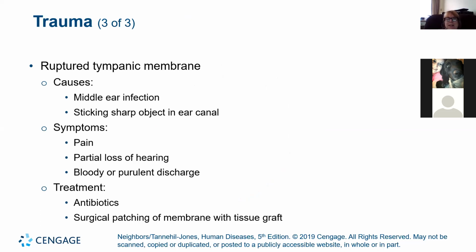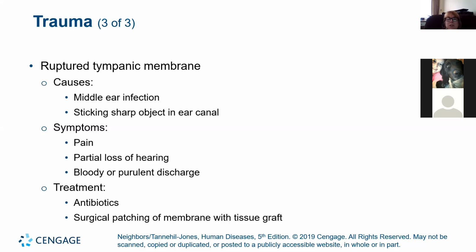Now we're going to flip back to the ear. Obviously, a ruptured eardrum or tympanic membrane can be caused a couple ways. It can be caused by a middle ear infection that will not go away, and it can be caused by sticking a sharp object in the ear canal. A Q-tip can actually rupture the eardrum.